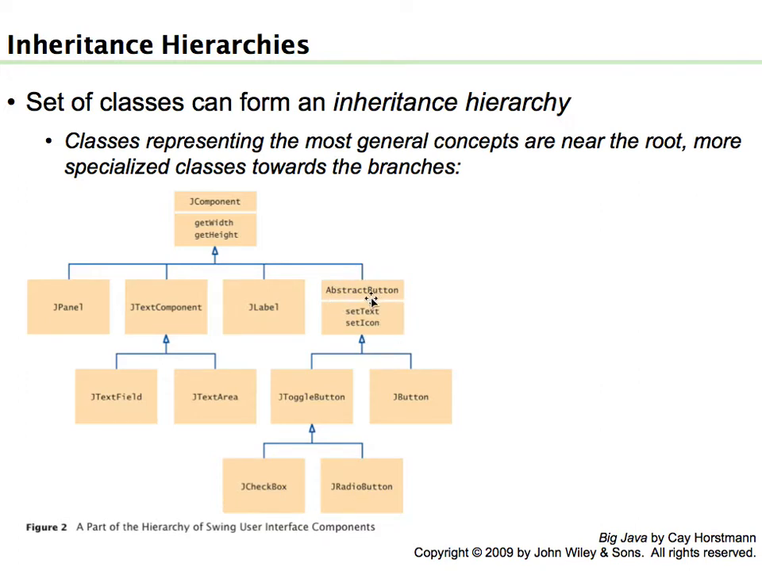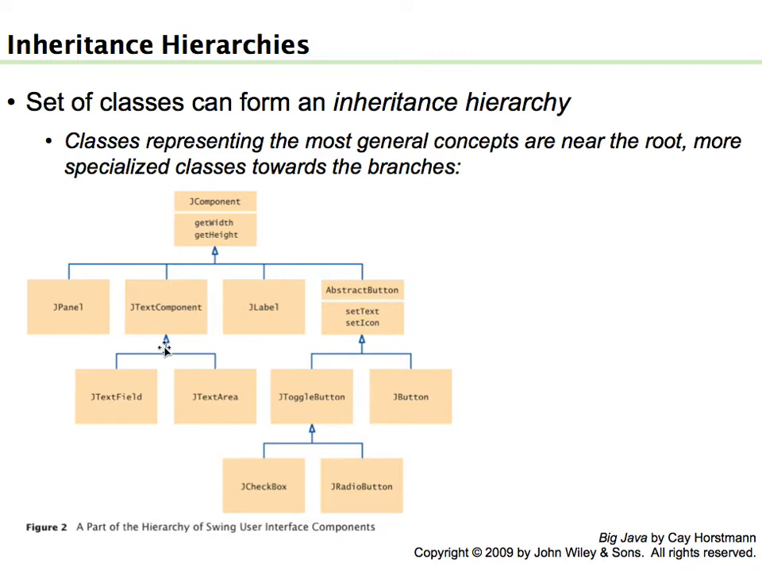An abstract here meaning that it's not an implementation, but it's just a definition. And from the abstract button, there's a JButton, there's JToggleButton, which has a JRadioButton and a JCheckBox. From the text component, there's a JTextField, JTextArea. Each one of them is a specialization of the generalization that exists in the class.